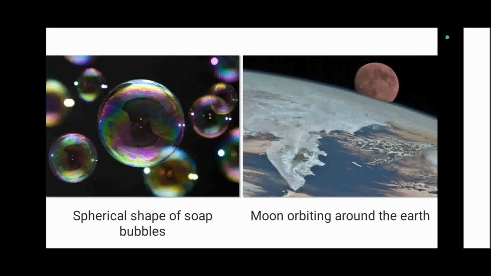And then the moon orbiting around the earth. The moon orbiting around the earth can be explained by physics. Gravitational force: the earth's mass creates a gravitational field that attracts the moon toward it. Centripetal force: the gravitational force acting on the moon provides the centripetal force necessary for it to follow a curved path around the earth.